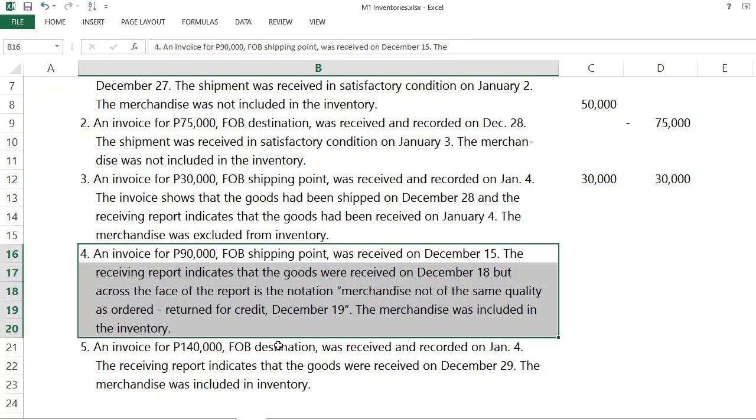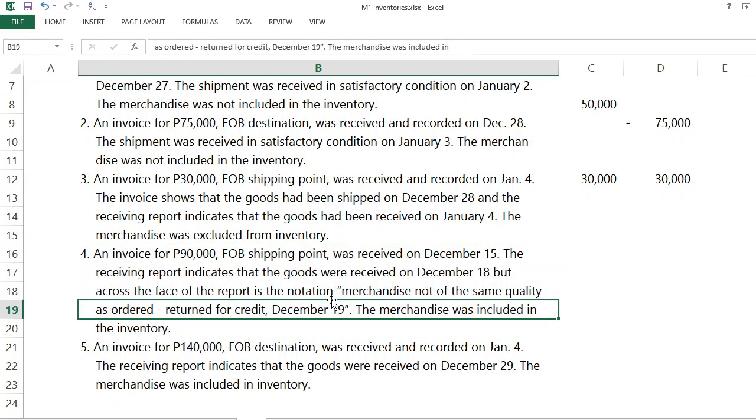December 15, we received the invoice, therefore we recorded it. Purchases, debit, and then credit accounts payable. Is it right to record this? Yes, because it is shipping point, it is ours. But later, it was received December 18, but returned December 19, so we made a debit accounts payable credit purchase return. So the accounts payable is gone, because the goods were returned. Is that right? Right. And how about our inventory? The merchandise was included in the inventory.